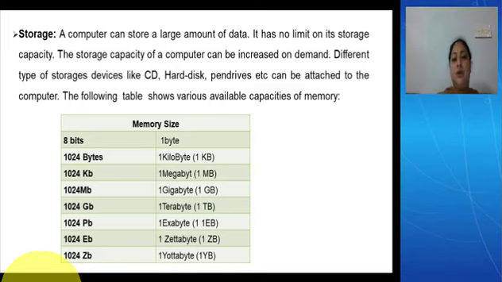The following table shows various available capacities of a computer. So 8 bits is equal to 1 byte, 1024 bytes is equal to 1 kilobyte, 1024 kilobytes is equal to 1 megabyte or 1 MB, 1024 MB is equal to 1 gigabyte, 1024 GB is equal to 1 TB, 1 terabyte, 1024 TB is equal to 1 petabyte, 1024 PB is equal to 1 exabyte, 1 EB, 1024 EB is equal to 1 zettabyte, and 1024 ZB is equal to 1 yottabyte.